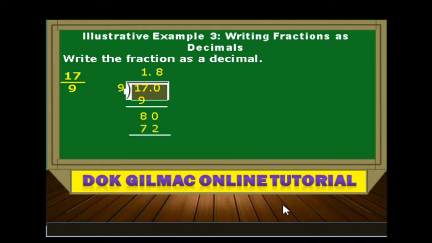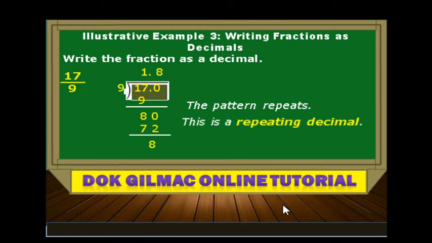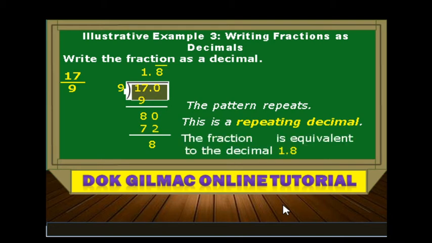So we have a remainder of 8. As you can see, the pattern repeats. So therefore, this is a repeating decimal. The fraction 17 over 9 is equivalent to 1.8 with a bar over the 8.